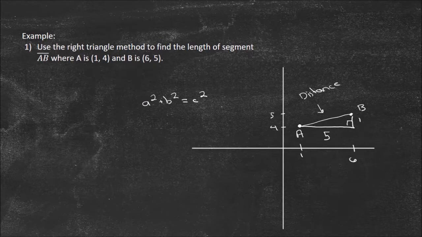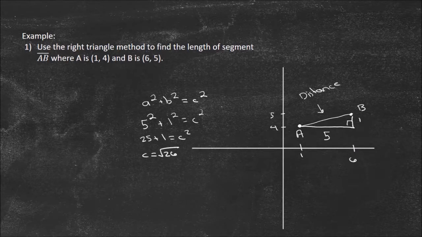Well, one side length is going to be 5, so we'll get 5 squared. Another side length is going to be 1, so we'll get 1 squared, equals c squared, that hypotenuse that we need to find. Well, 5 squared is 25, 1 squared is 1. c equals the square root of 26. That is the distance between the points. So distance equals square root of 26.